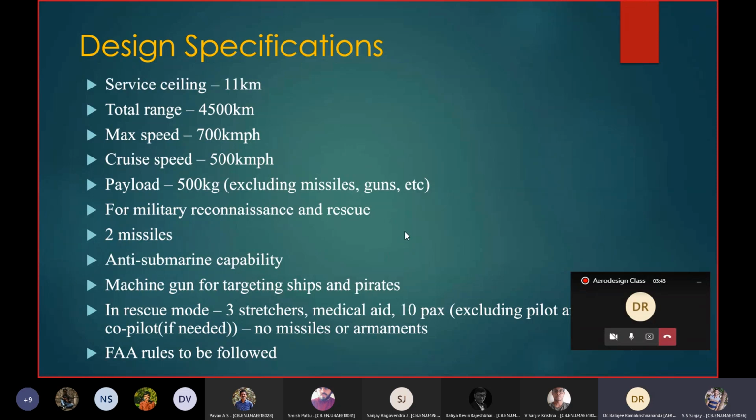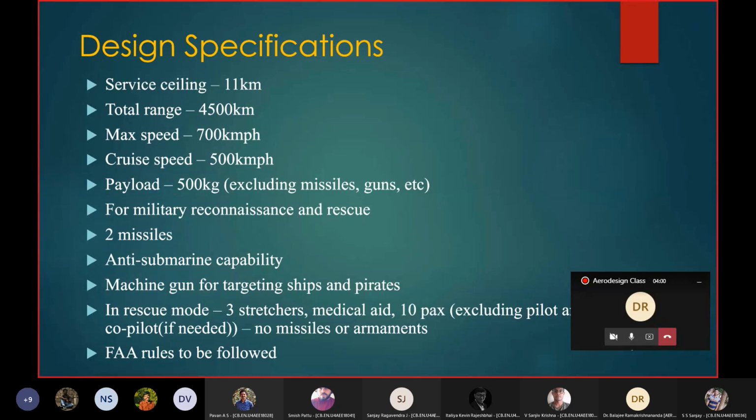And for rescue mode, we have to carry 3 stretchers, medical aid, and the aircraft should be able to take 10 passengers who are in emergency, give first aid to them, and carry them back to the shore.